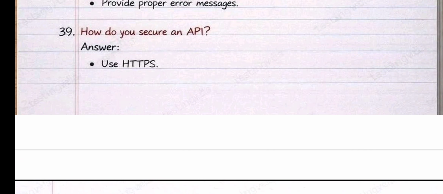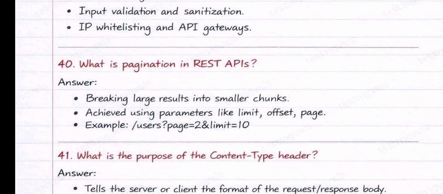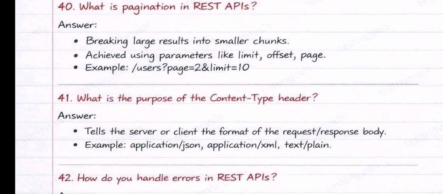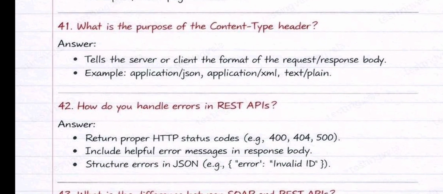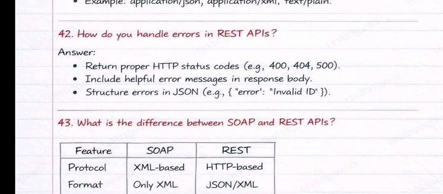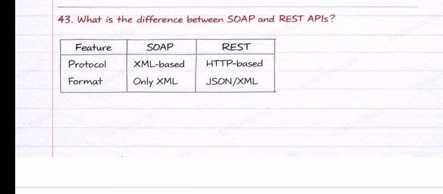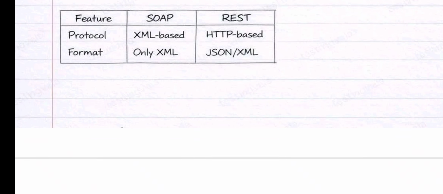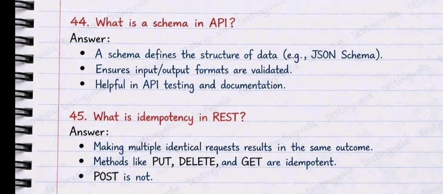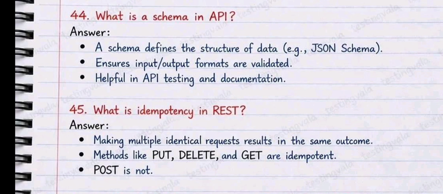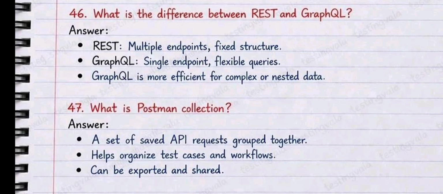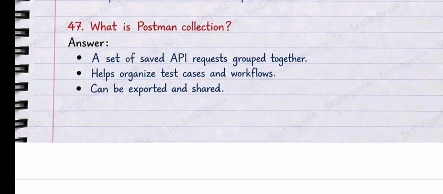How do you secure an API? What is pagination in REST APIs? What is the purpose of the content type header? How do you handle errors in REST APIs? What is the difference between SOAP and REST APIs? What is a schema in API? What is idempotency? What is the difference between REST and GraphQL? What is a Postman collection?